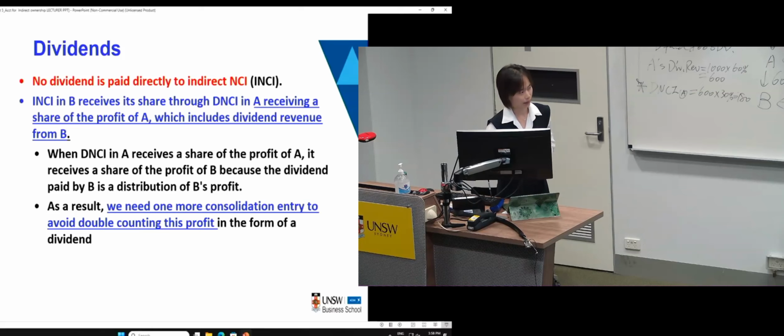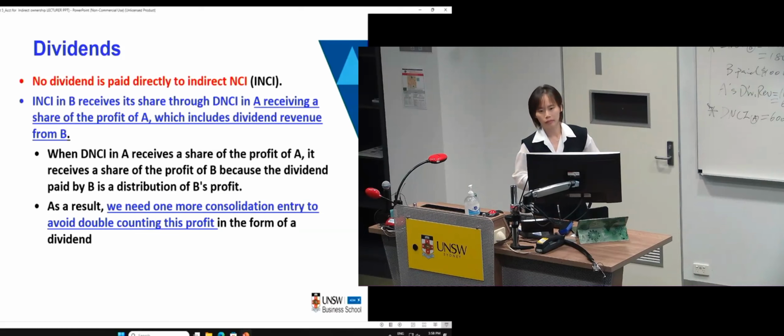Okay. So starting with the profit earned by B and giving the share to its NCI. Okay. And then B paid dividend to its shareholders. So the majority of shares held by A, right? So A recognizes 600 as a dividend revenue. However, from the group viewpoint, it is an intra-group dividend revenue. Okay. And this intra-group dividend revenue is required to be eliminated. So when you eliminate the intra-group dividend revenue, then you need to adjust NCI.